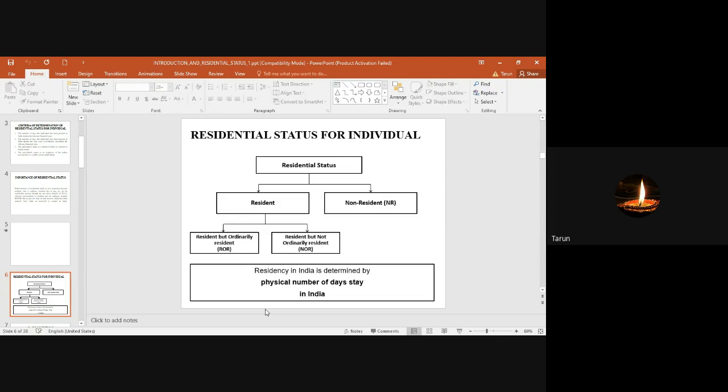So to know the residential status for individuals, residency in India is determined with the physical number of days that a particular person has stayed in India. So this is the whole chart in this slide to know what would be the residential status and how it will be classified into different categories. So this is all about this.